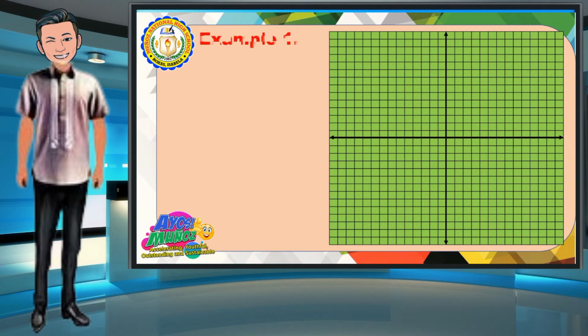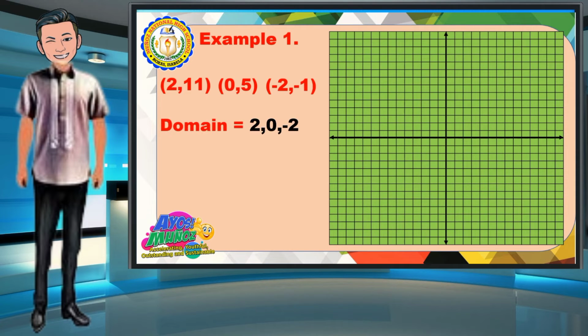So let's graph the given coordinates. We have our points: 2 and 11, 0 and 5, and negative 2 and negative 1. So what is the domain of the given function, or the values of x? We have 2, 0, and negative 2. For our range, we have 11, 5, and negative 1.